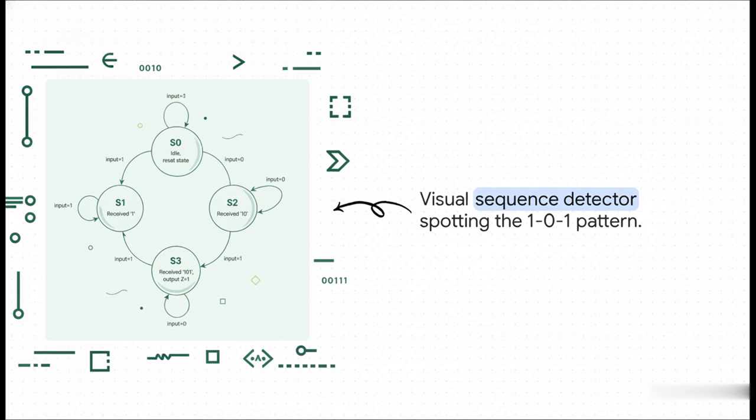Notice how at every single state, there's a clear arrow telling the machine what to do if it gets the wrong input, seamlessly resetting the logic. It's basically a perfect visual map of the system's brain.